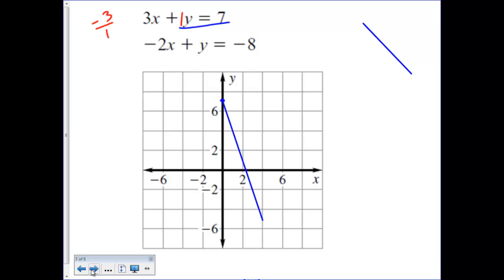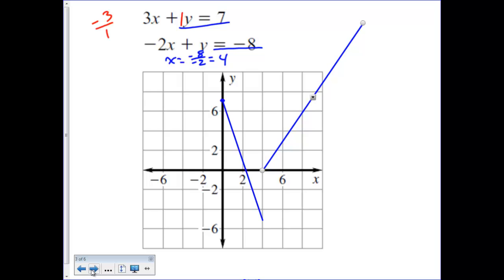And then for the next equation, I have a y-intercept of -8. However, my graph does not go low enough for that. So I'm going to check my x-intercept. Well, my x-intercept is going to equal -8 over -2. That's going to give me a +4. And that I can actually graph on here. +4 should be right about there.